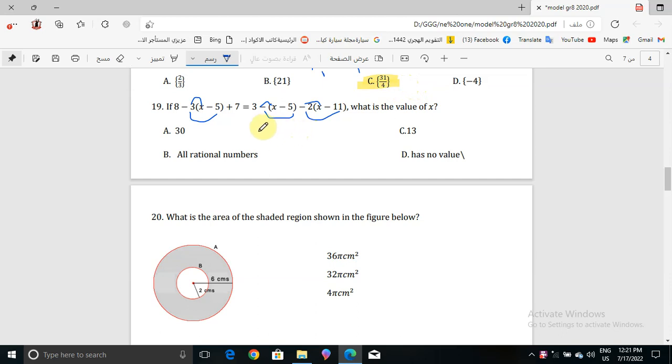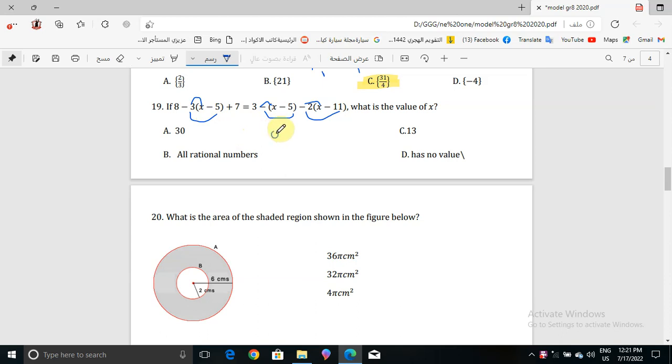Then what you will make here, it will be 8 minus 3x plus 15 plus 7 is equal to 3 minus x plus 5 minus 2x plus 22. Then what you will make here, 30 minus 3x is equal to 30 minus x minus 2x. Then when you collect the like terms together, it will be negative 3x plus 3x is equal to 30 minus 30.